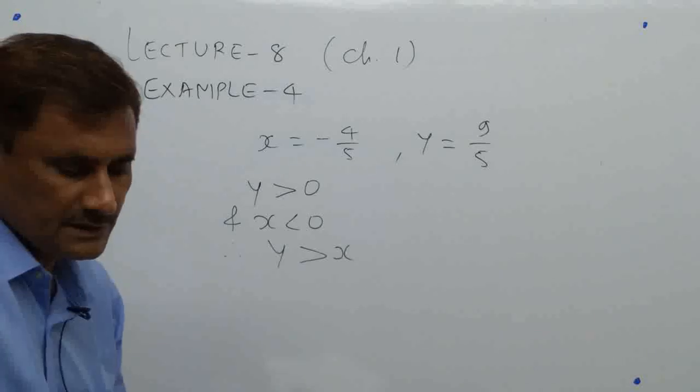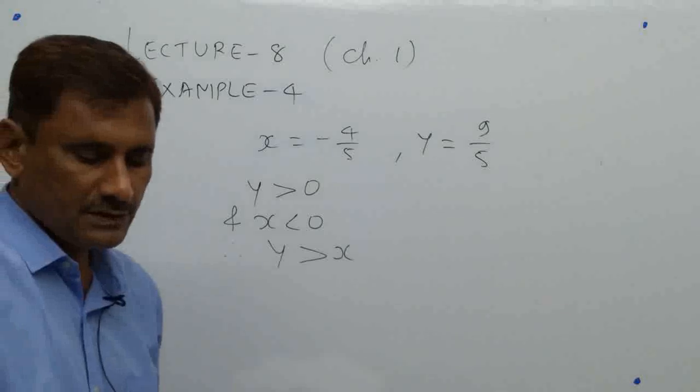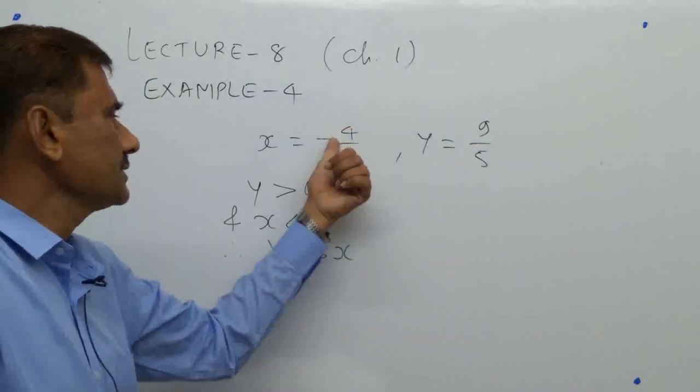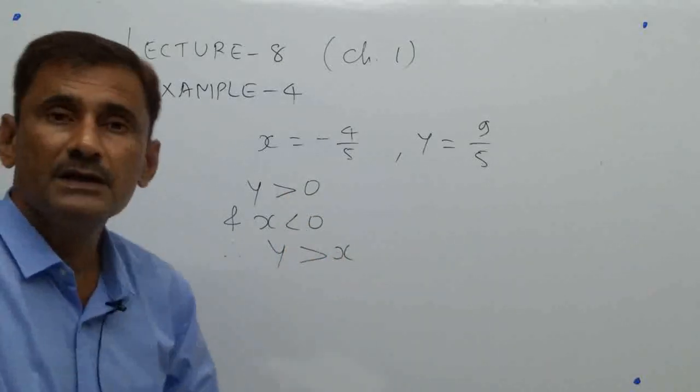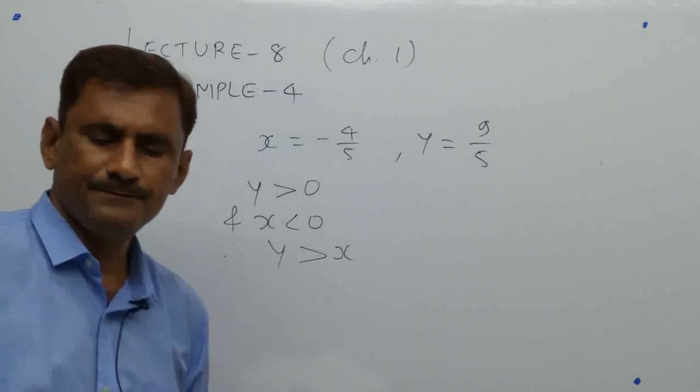Okay, they tell us that since the denominators of the given rational numbers are the same, the rational number with the greater numerator will be greater. So the greater numerator is here, minus 4 is not greater, so that's why y is greater than x. It's very simple.